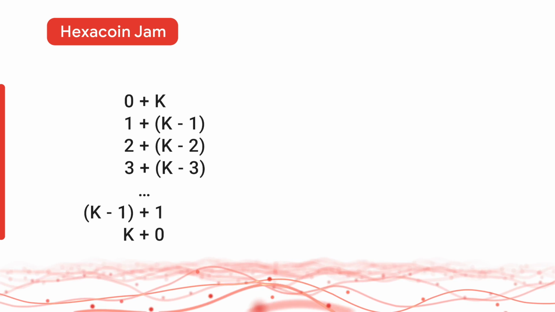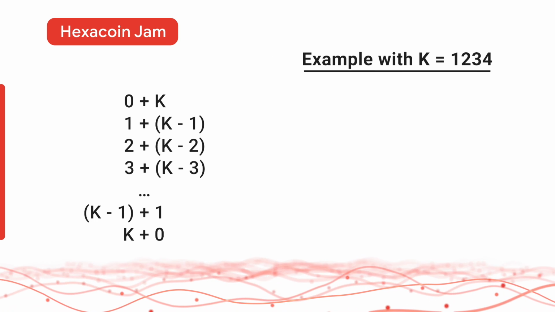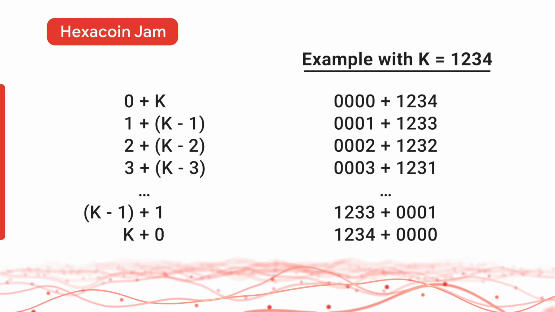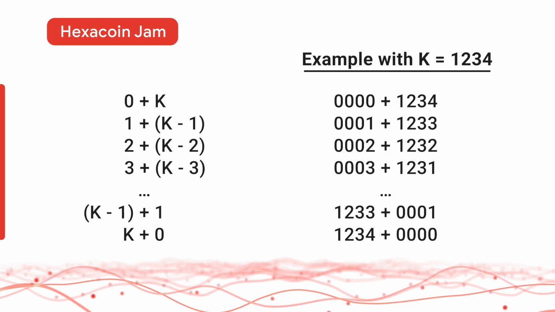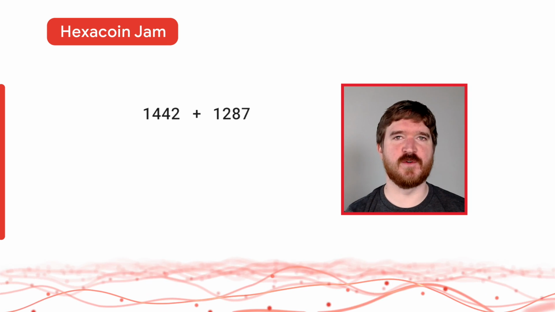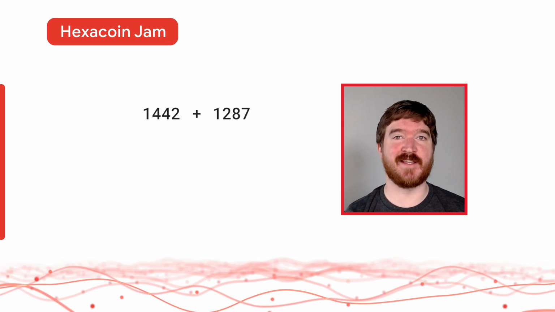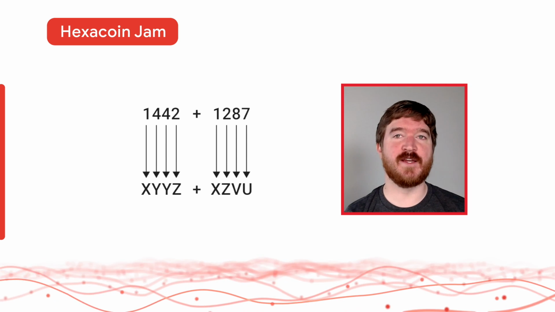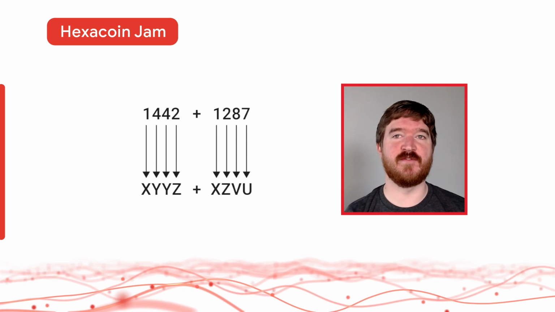For each of these, let's look at their digit structure. Any pair of numbers that has the same digit structure can be permuted in some way to get us to this pair of values. I think you're onto something there, Sherry. So if we have k equals 1442 plus 1287, this has the digit structure of xyyz plus xzvu.